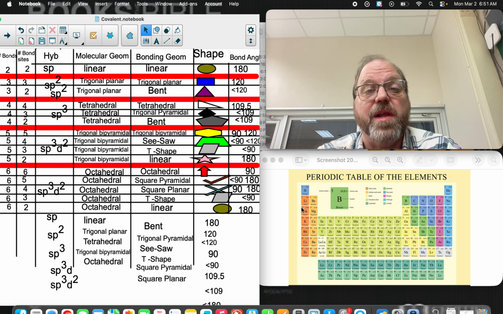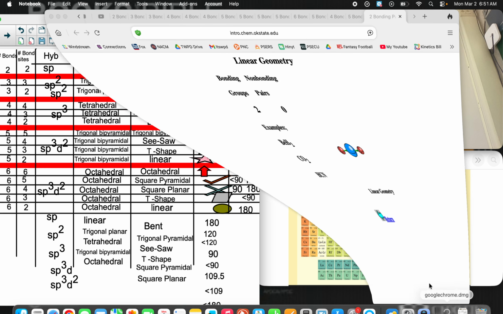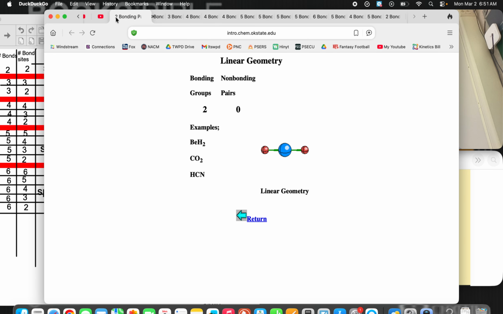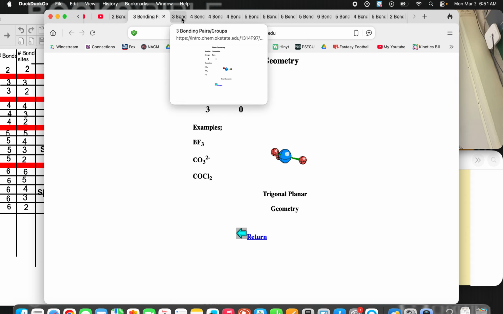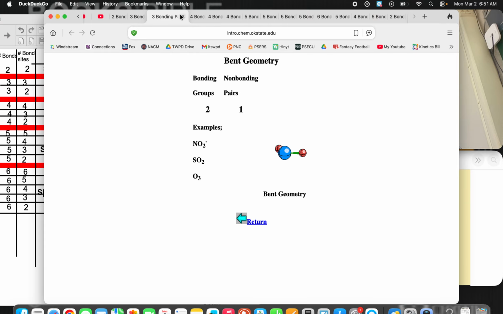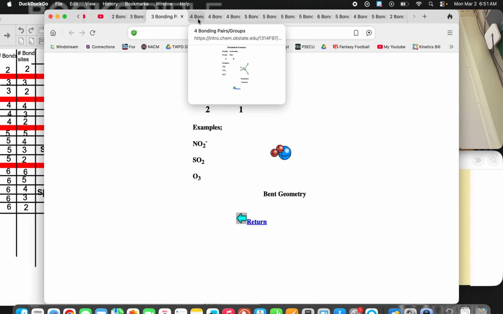So let's start with the first one, linear. Linear looks like this, right there, straight across. Okay. Trigonal planar looks like this. So it looks like a Y. Okay. Pause me if you need to look at it more directly. Bent looks like this. Just take one of the legs off the Y. And because those electrons, it's a little bit greater than 120, so spread out more.